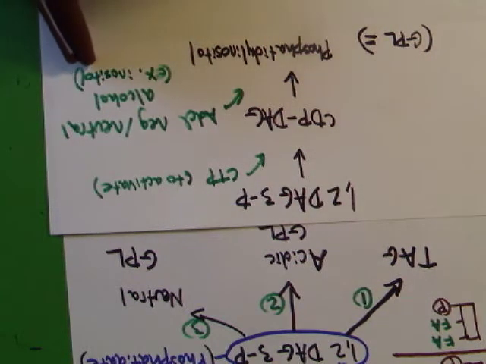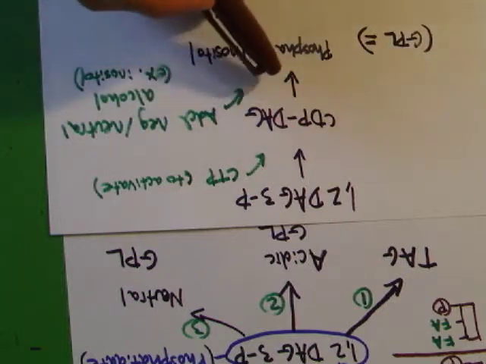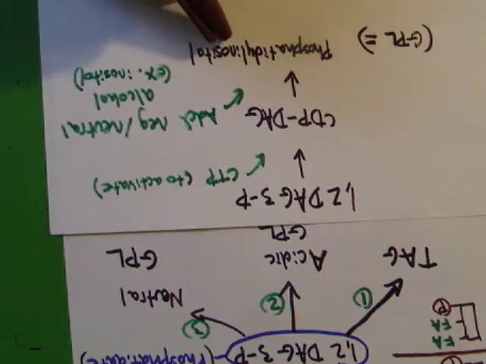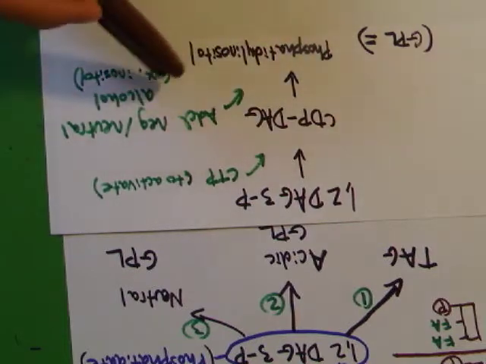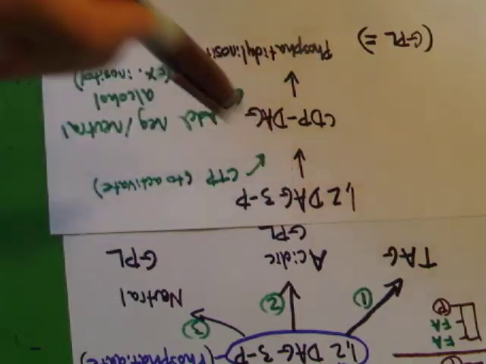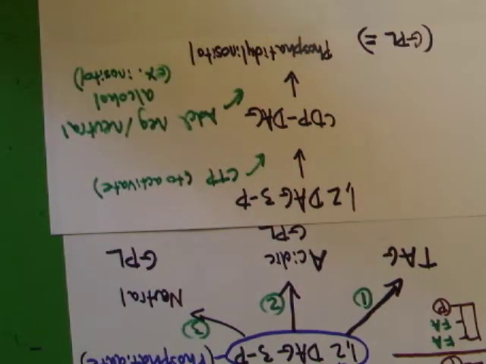We'll use inositol as our example here. So we're going to add that, and you're going to have phosphatidylinositol. That's your acidic GPL. This is the most important thing, what is being activated. In this case, the DAG.